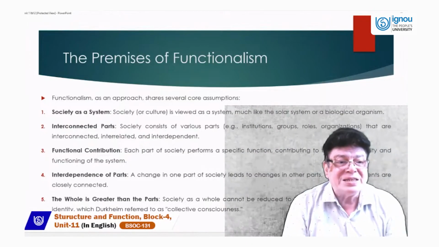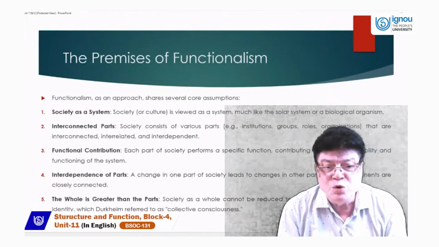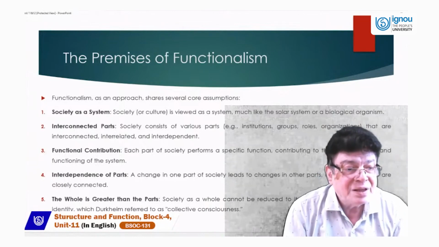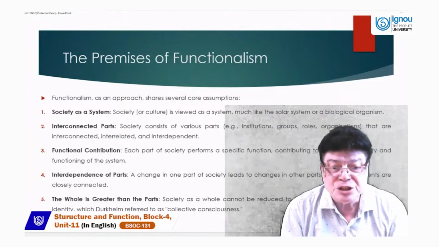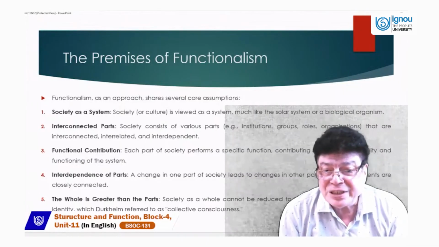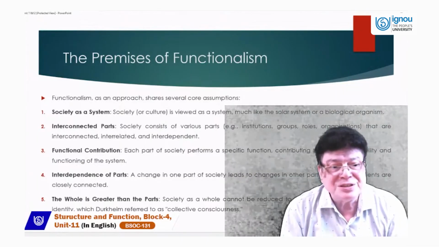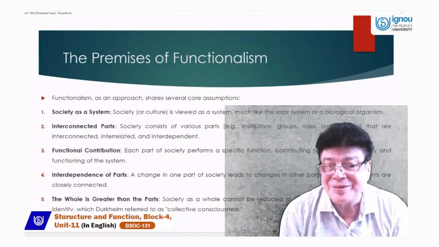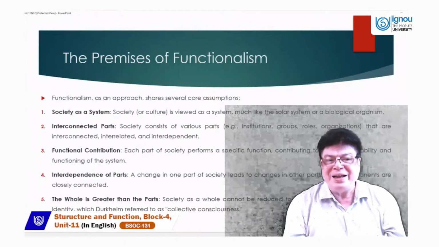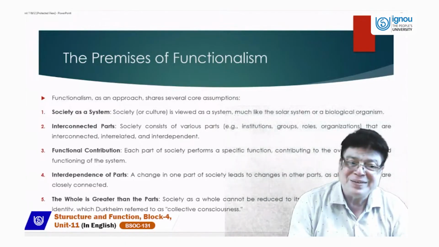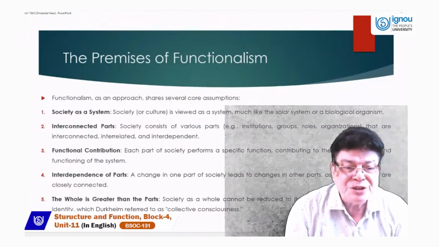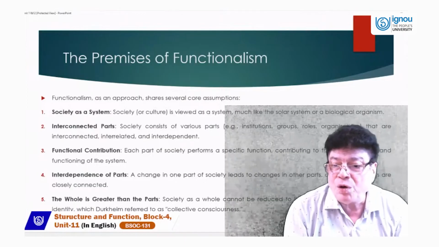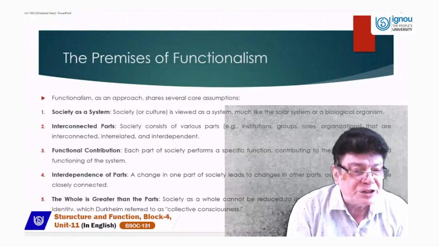Now, society as a system. Society is viewed as a system much like the solar system or the biological organism. Interconnected parts: society consists of various parts, that is institutions, groups, roles, organizations that are interconnected, interrelated, and interdependent. Next is functional contribution. Each part of society performs a specific function, contributing to the overall stability and functioning of the system.